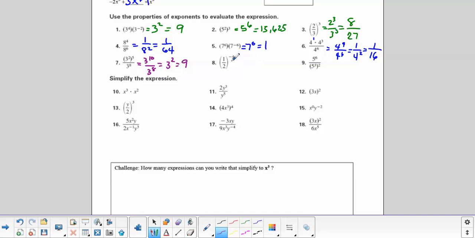When you have a negative exponent, you want to take the reciprocal of the base, so the 1/2 becomes 2, and that makes your exponent positive. So I have 2 to the fourth, 2 times 2 times 2 times 2, and that's going to give you 16.